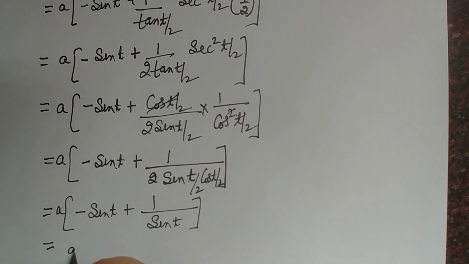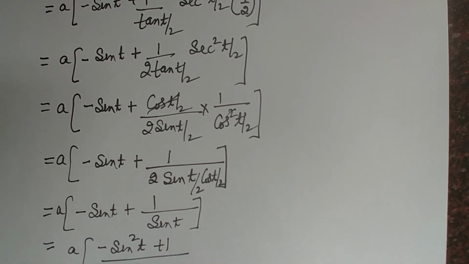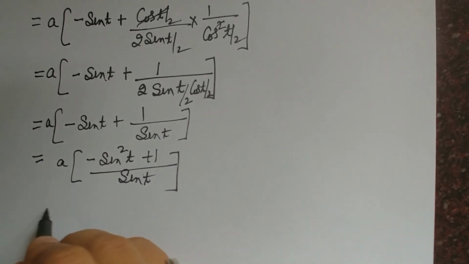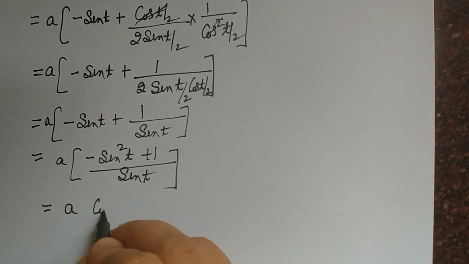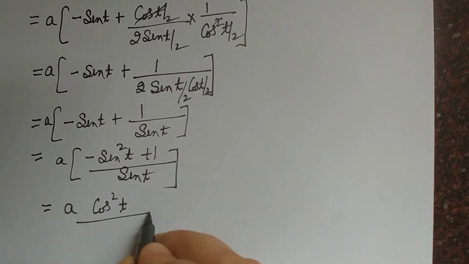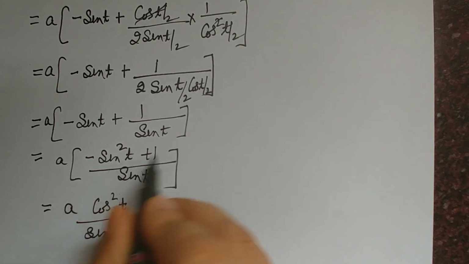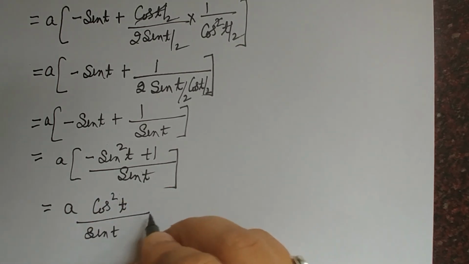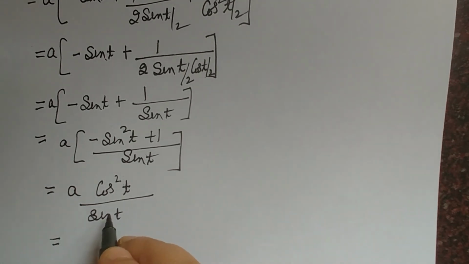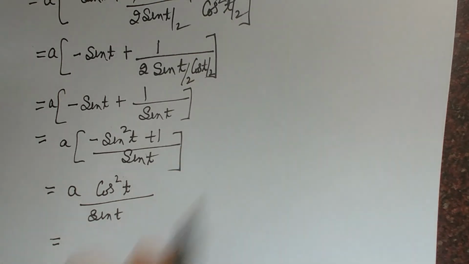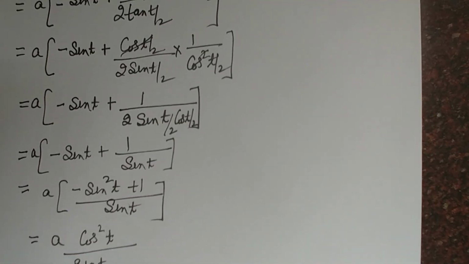So further I can write it as, taking the LCM, minus sin square t plus 1 upon sin t. So this is a into, what is 1 minus sin square t? It is cos square t, divided by sin t. Okay. 1 minus sin square t is cos square t. You can leave it like this, because if the rest of the things cancel from the other function, we can go for it. So this is the derivative dx upon dt.